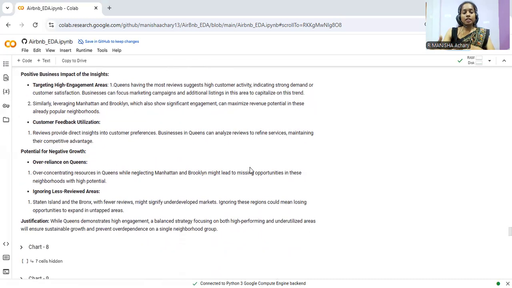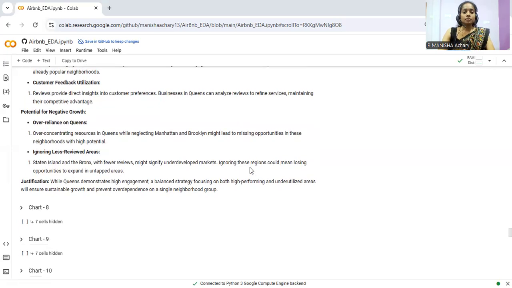For negative growth, over-reliance on Queens. Over-concentrating resources in Queens while neglecting Manhattan and Brooklyn might lead to missing opportunities in these neighborhoods with high potential. Next is ignoring areas with fewer reviews. Staten Island and the Bronx, with few reviews, might be significantly underdeveloped markets. Ignoring these regions could mean losing the opportunity to expand in untapped areas.